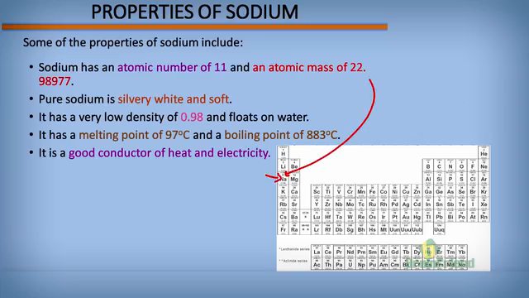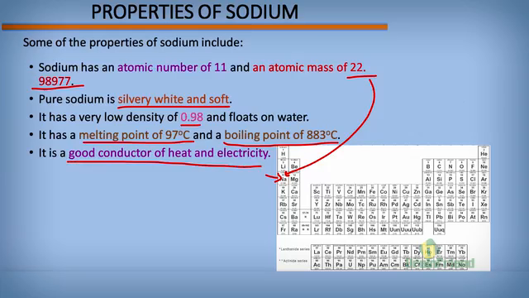An atomic mass of 22.98977, all right? So, pure sodium is silvery white and soft. Sodium is a soft metal. It has a very low density of 0.98 and it floats on water because of its very low density. Sodium easily floats on water. It has a melting point of 97 degrees Celsius and a boiling point of 883 degrees Celsius. Sodium is a good conductor of heat and electricity.